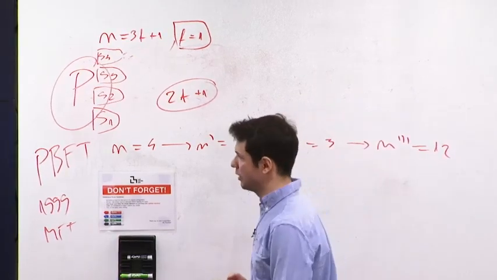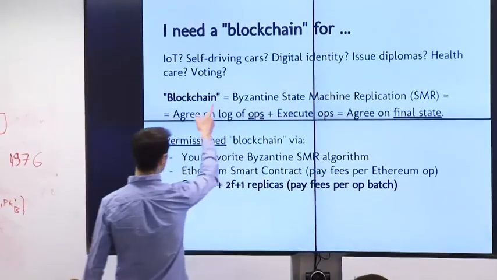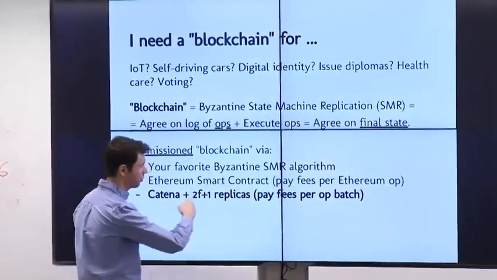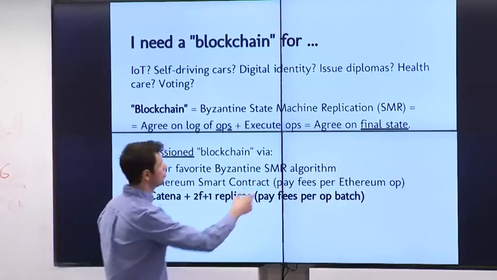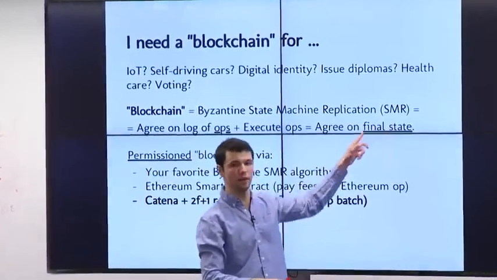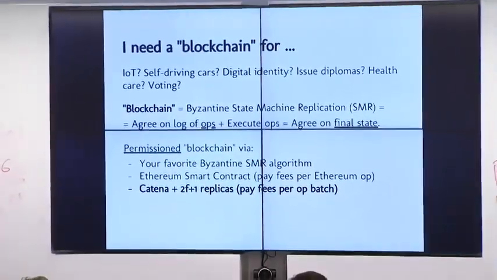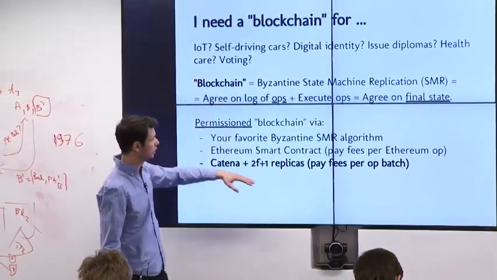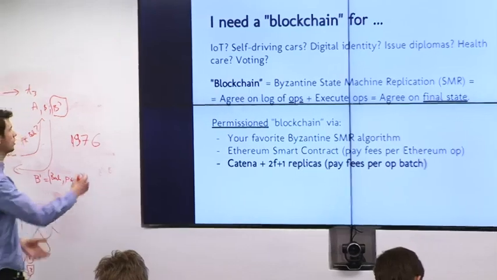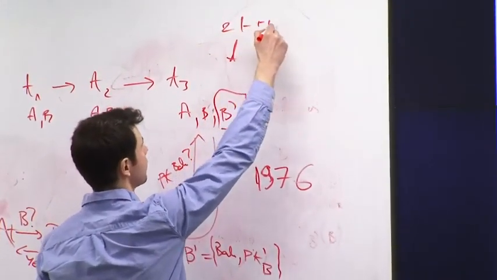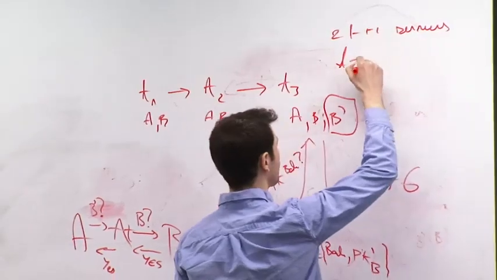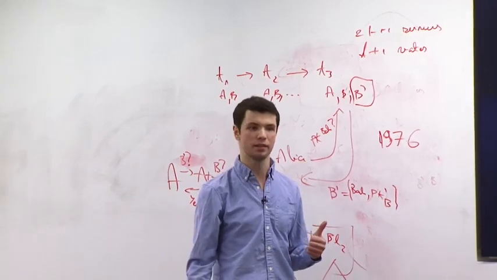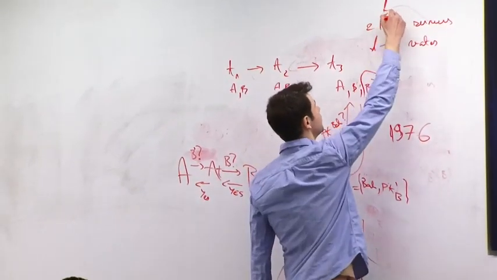But the other thing that you could do is use Catena to agree on the log of operations for your program. And then you could use another 2f plus 1 servers or replicas to do the execution so that you can agree on the final state. And this gives you a very simple Byzantine consensus algorithm. So remember, Catena doesn't give you execution. It allows you to agree on the log of ops. To get the execution, you basically take a majority vote. If you have 2f plus 1 replicas, servers, and you see f plus 1 votes on a final state, you know that's the right state. Because only f of them are malicious.